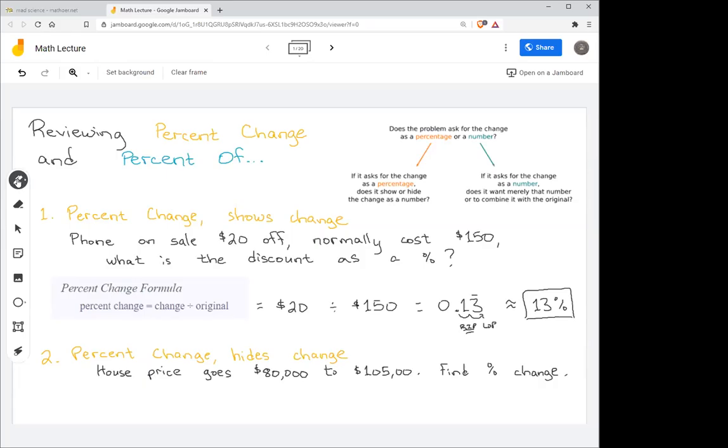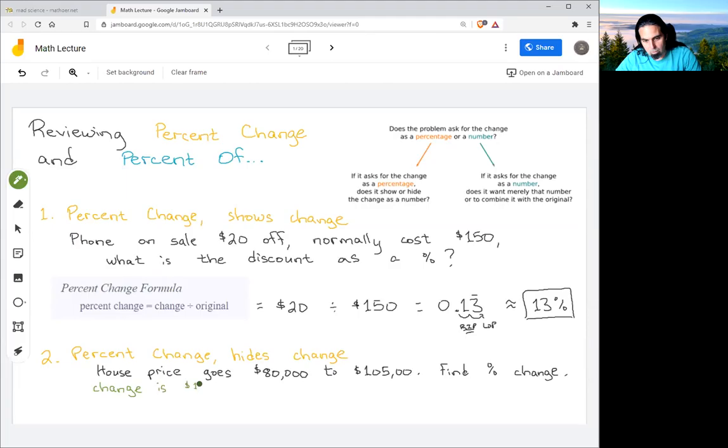You subtract the 80,000 from the 105 to find the change, yes. Exactly. So the change is 105,000 minus 80,000. So 80 plus 20 is 100. It's going to be 5,000 more than that. So 25,000. Okay, then what?